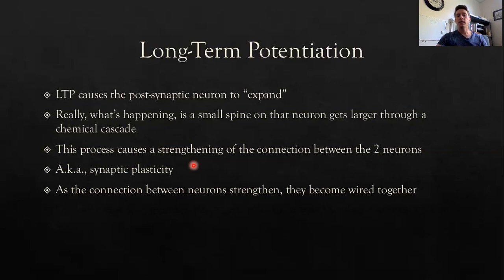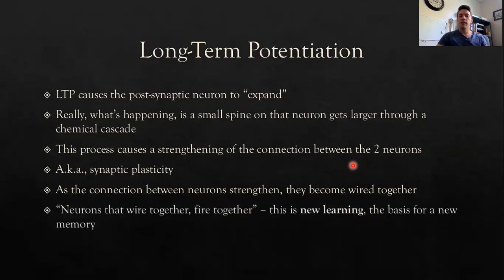And so as the connection between neurons is strengthened, as two neurons become strengthened through this chemical cascade of long-term potentiation, they become wired together. And the old saying, which is actually Hebb's law, is: neurons that wire together, fire together. And this is the new learning that occurs. This is the basis for new memory. So again, neurons that wire together, fire together.